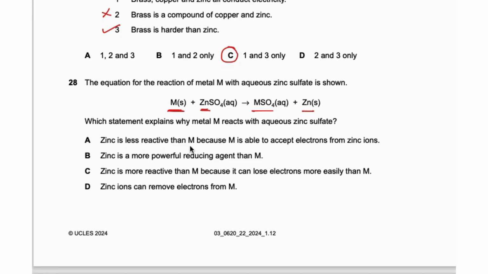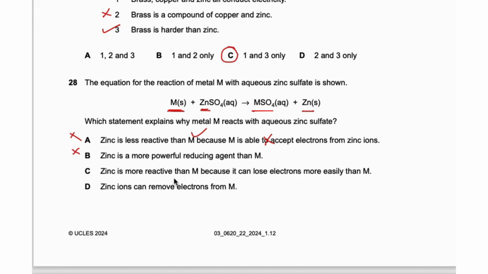Zinc is less reactive than M because M is able to accept electrons. Zinc is less reactive than M, that is right, but M is able to lose electrons here. So this choice is wrong. Zinc is a more powerful reducing agent. Zinc ion can accept electrons, so it is a more powerful oxidizing agent here, not a reducing agent.